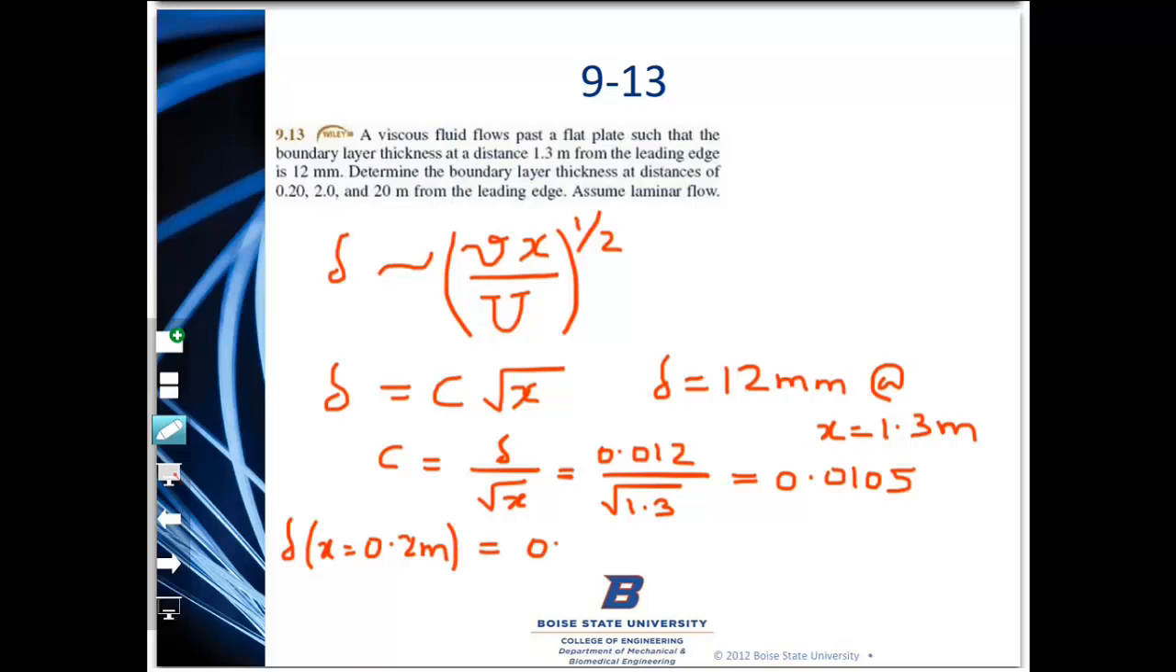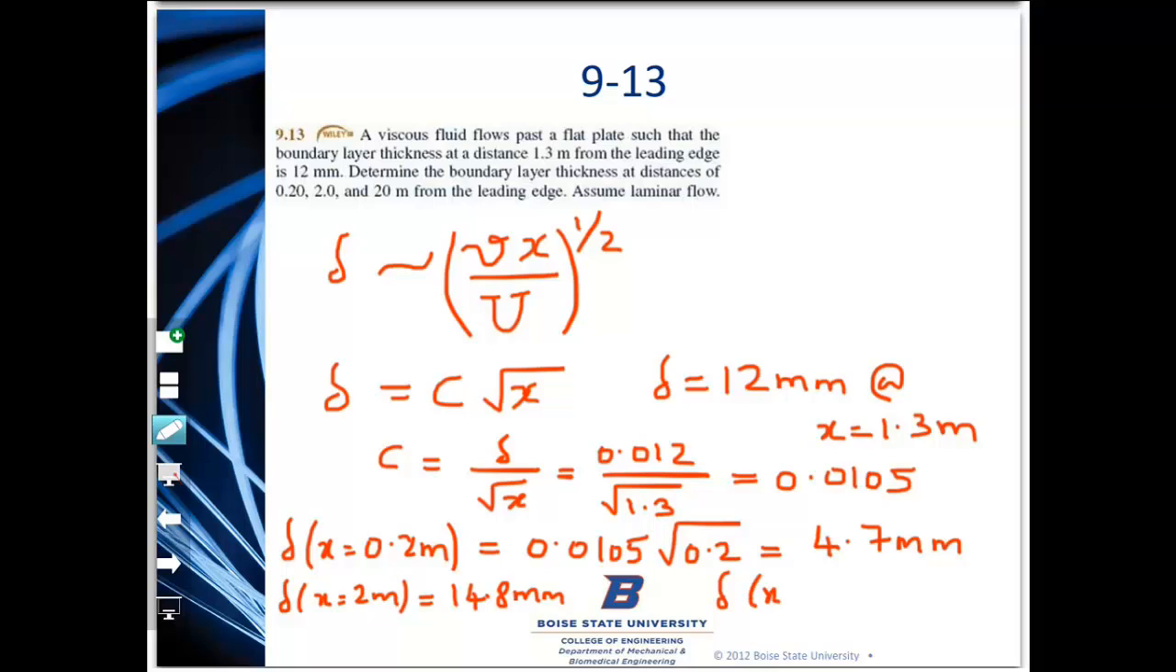0.0105, which is your constant, times square root of x, which is 0.2. So if you do that, you get 4.7 mm. And as we learned in class, as you move along the plate, your boundary layer thickness will increase. So at x equals 2 meters, if you do the math, it will be 14.8 mm, and delta at x equals 20 meters would be about 47 millimeters.